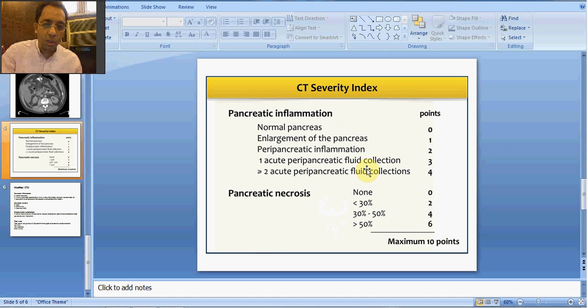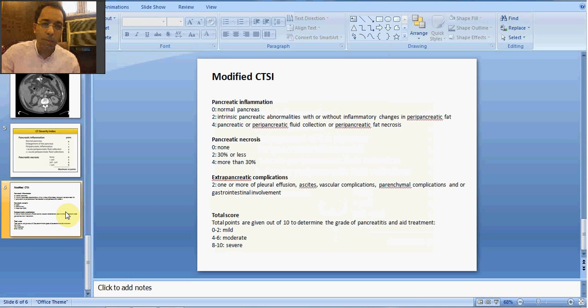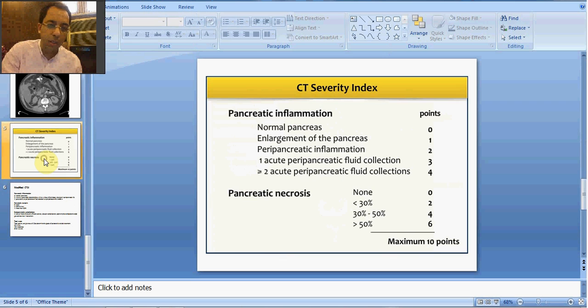However, this is the classical CT severity index, and it does not take into account the extrapancreatic manifestations. So now what is recommended is a modified CT severity index, which takes into account pancreatic inflammation, and it categorizes pancreatic necrosis as 30% or less or 30% or more. We don't take 50% as a separate numerical here.